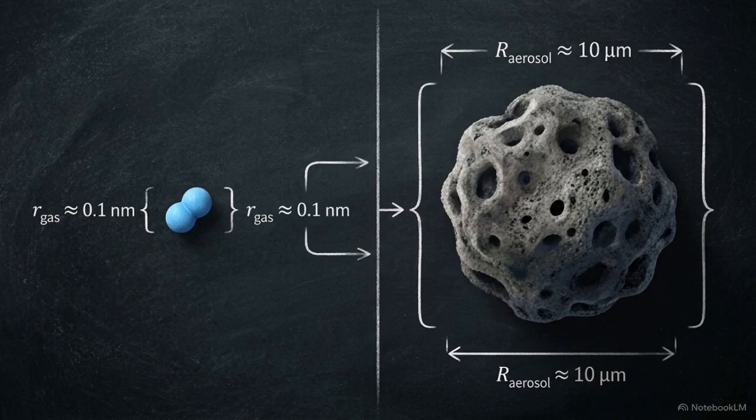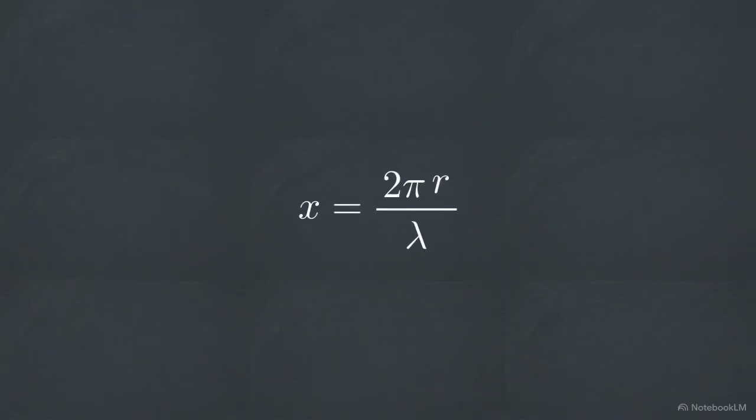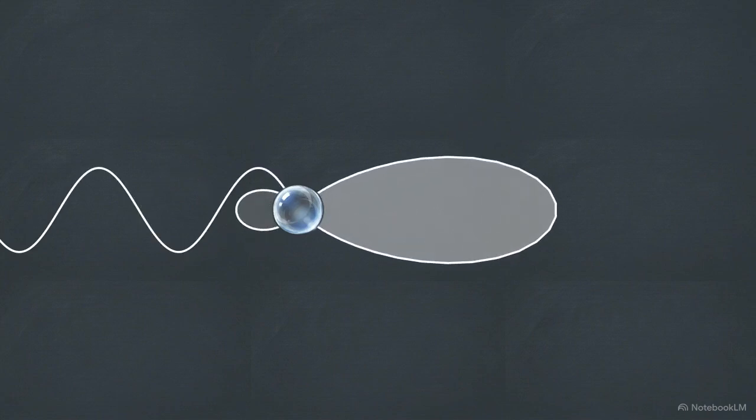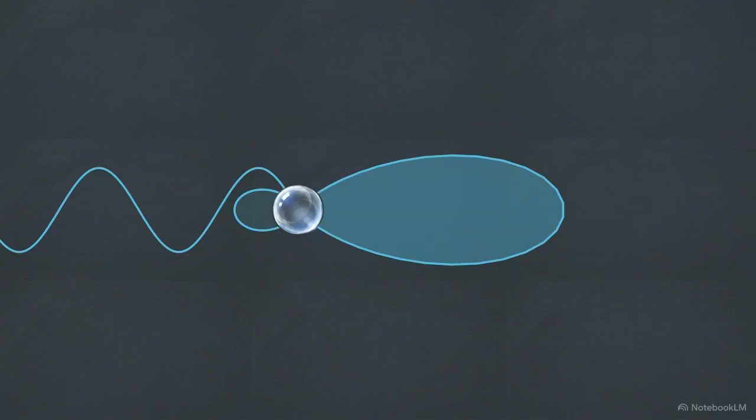Increasing the particle radius in the size parameter equation shifts the optical behavior of the atmosphere. When atmospheric particles like water droplets, dust, or smoke are comparable to the wavelength of light, we enter the Mie scattering regime. Mie scattering is largely independent of wavelength. Instead of dispersing light uniformly, these larger particles throw light forward in a concentrated antenna-like lobe.